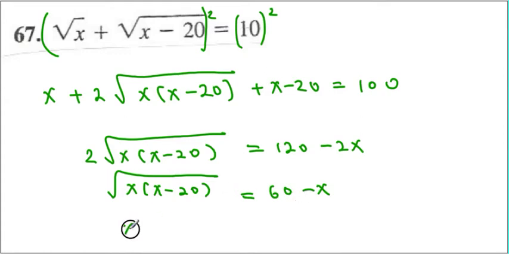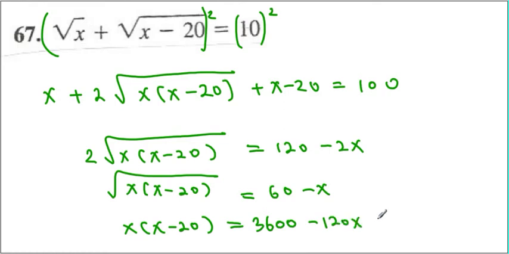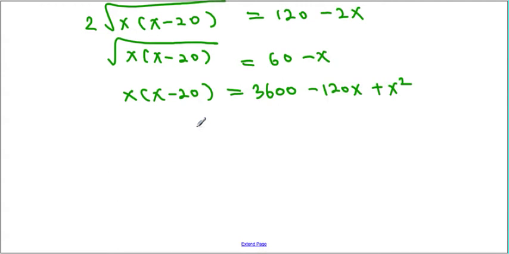Then here we get x times x minus 20, which is equal to 3600 minus 120x plus x squared. Once you simplify the left and right sides, on the left side we also get 1 x squared. Let me just rewrite it in that way.